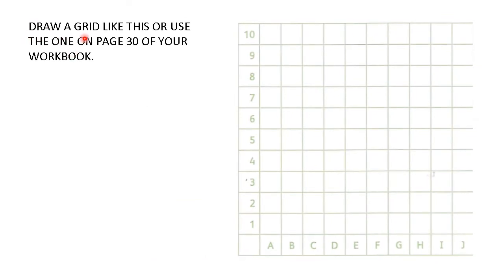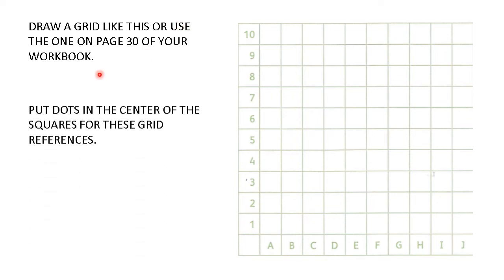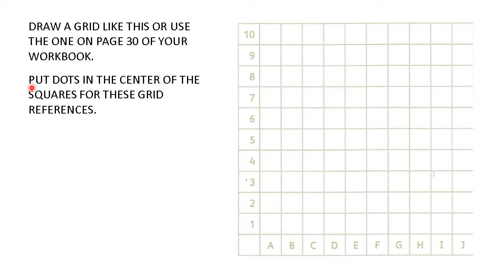Now, I'd like you to go to page 30 of your workbook. If you don't have your workbook, you can draw a grid like this. And when you're ready, we're going to look at an example first, and then you're going to do an exercise on the grid. So let's start with an example. Put dots in the center of the squares for the grid references. This is an example. Here we have the dot in the center of the square. And we have to do the same for these grid references.